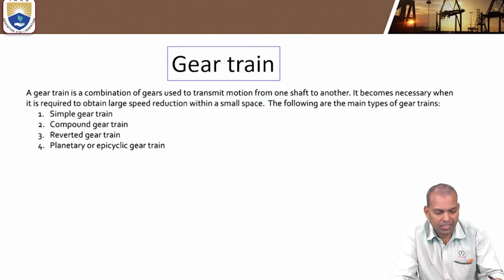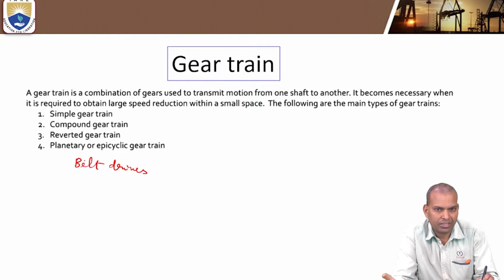There are different types of transmission components available. There is one more, called power transmission drives, that is belt drives. If you want to transmit torque over larger distances, belt drives are used. For small distances or direct contact, gear drives are used.